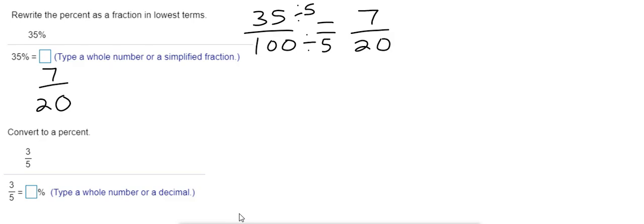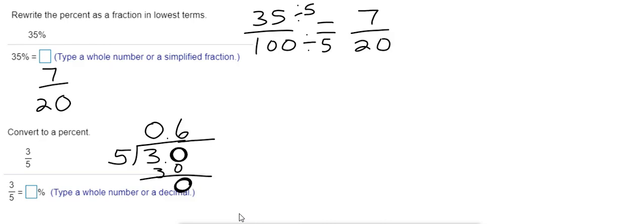On the next one, convert to a percent 3 divided by 5, or 3/5. So I could do this by hand by saying 3 divided by 5. I need to introduce a decimal. 5 goes into 30 6 times. 6 times 5 is 30. And so therefore our answer is 0.6. And that's our decimal answer.